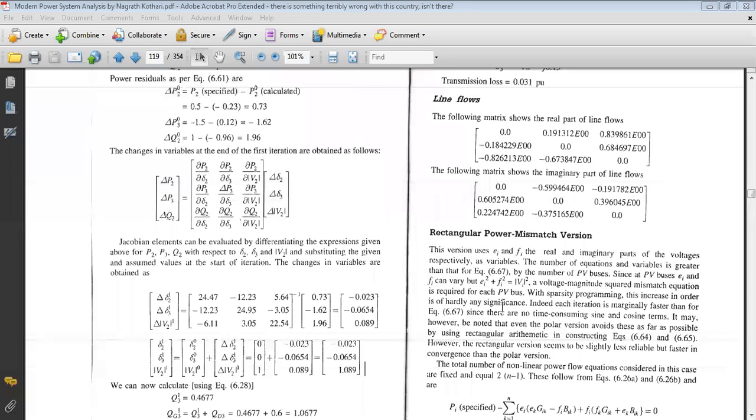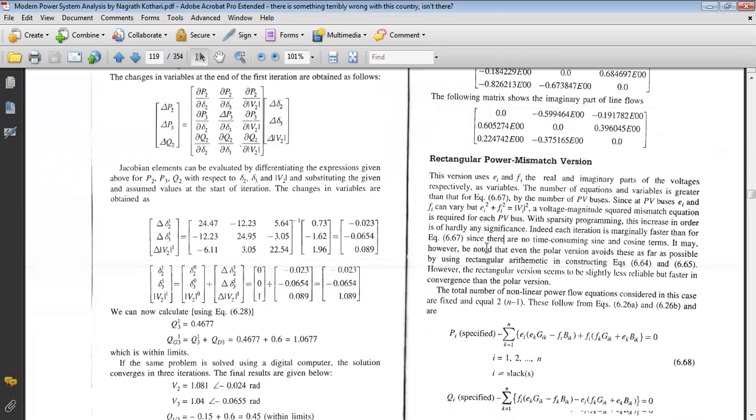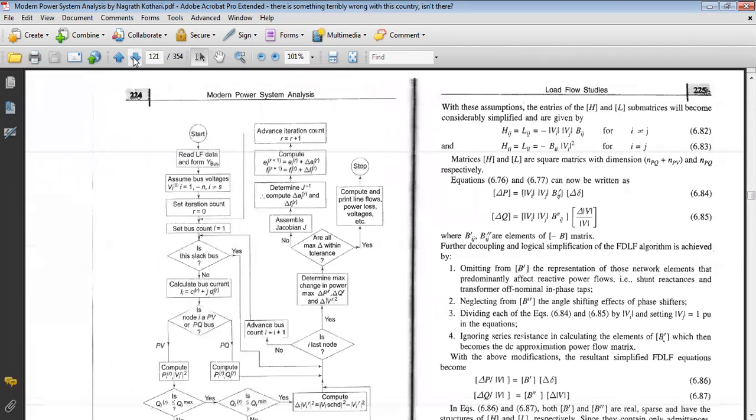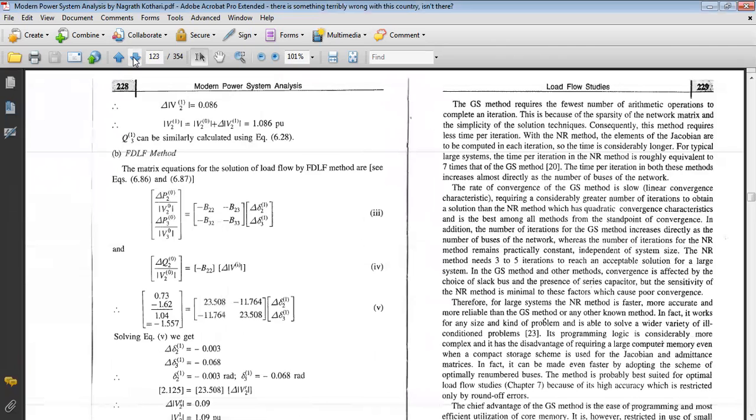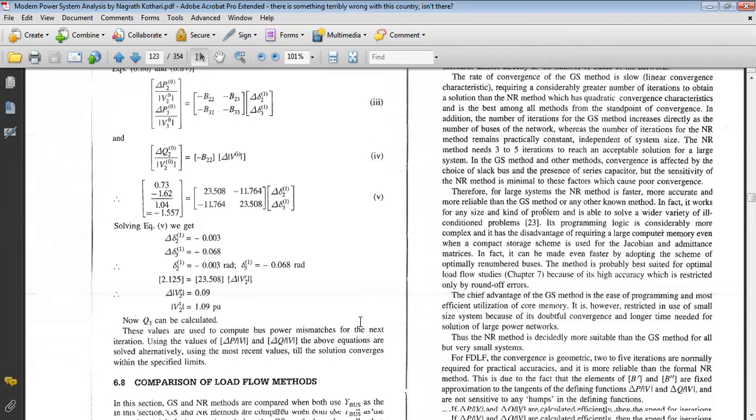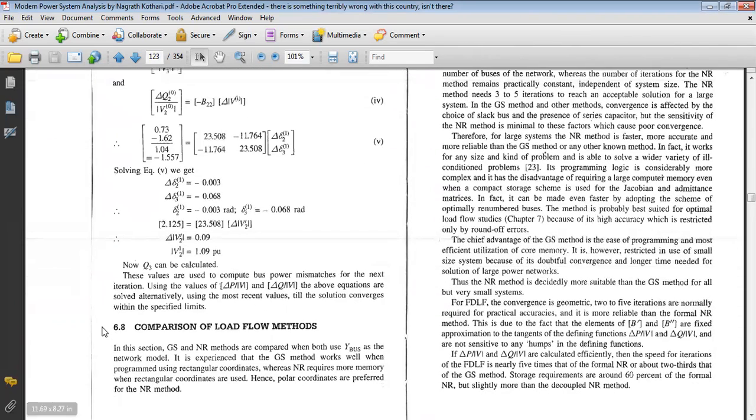So this is all about our load flow study. Once again, I forgot to tell one thing: in the Nagrath Kothari book, if we pass several pages, section 6.8 is the comparison of load flow methods. We have to read this paragraph.